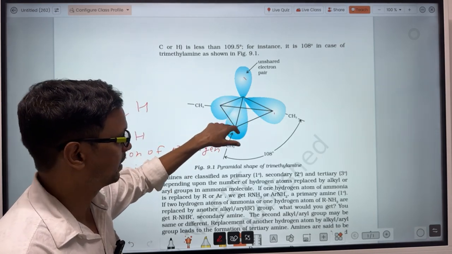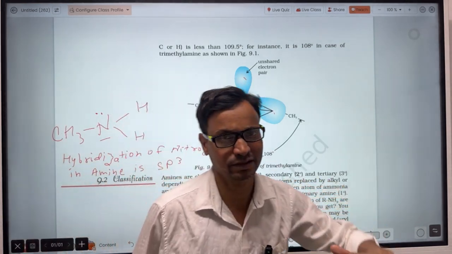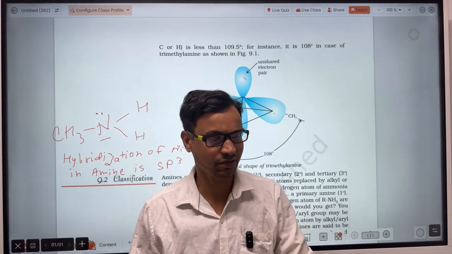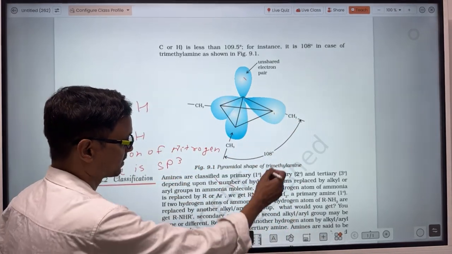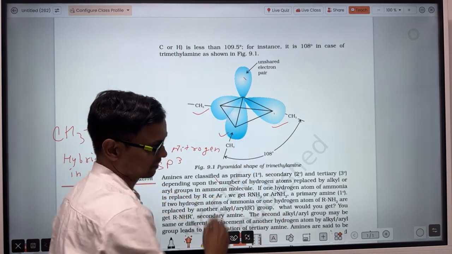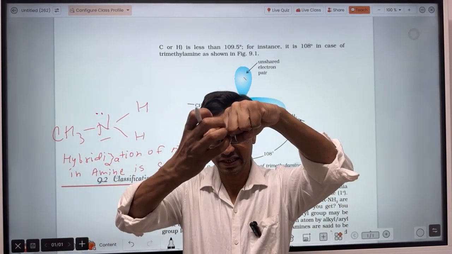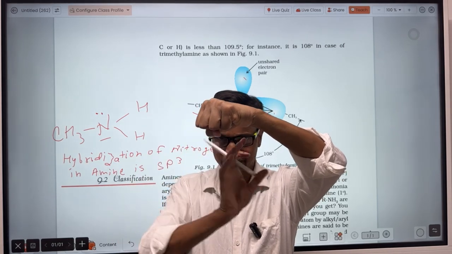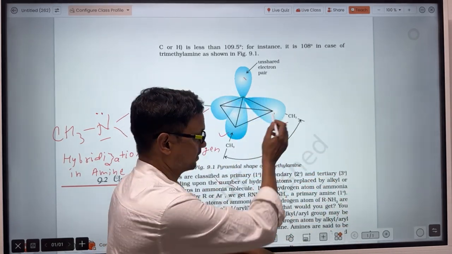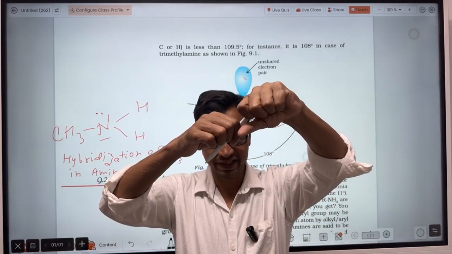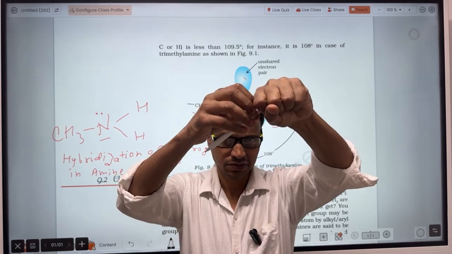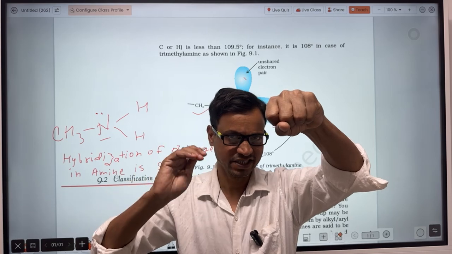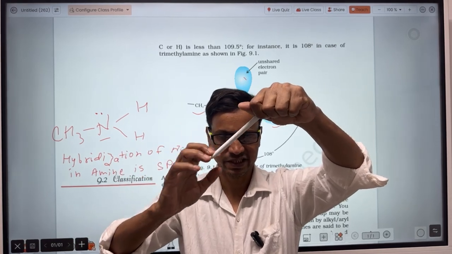So the shape here is trigonal pyramidal, and it is a two-dimensional figure. Might be someone feels difficulty. What is this? Here is nitrogen, and these three carbon atoms lie here, the three CH3 groups. The sp3 hybridized orbital of nitrogen overlaps head-on with the sp3 hybridized orbital of the carbon atom and forms the sigma bond.